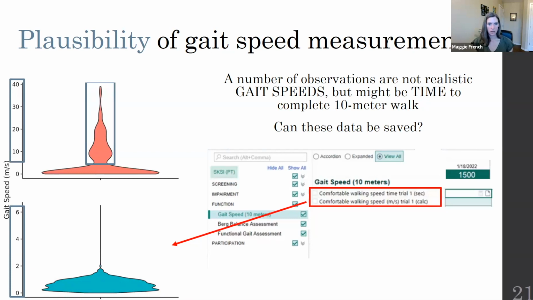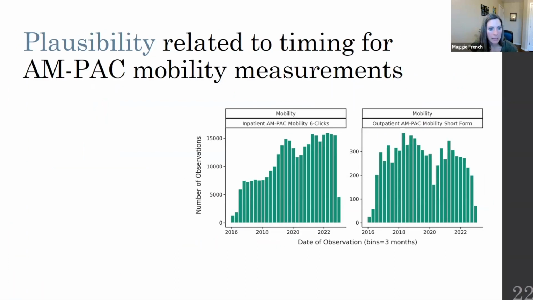And so this demonstrates that the change we made within our medical record system really improved the plausibility of the data that we got from the medical record, improving the data quality. The last example that I'll go through is related to the AMPAC mobility measurements.